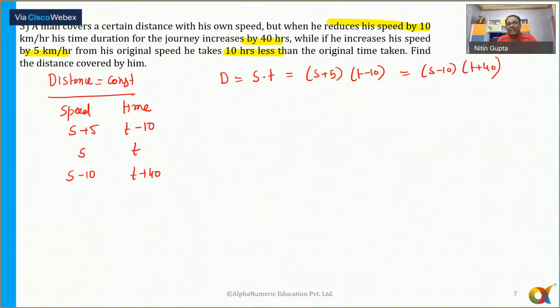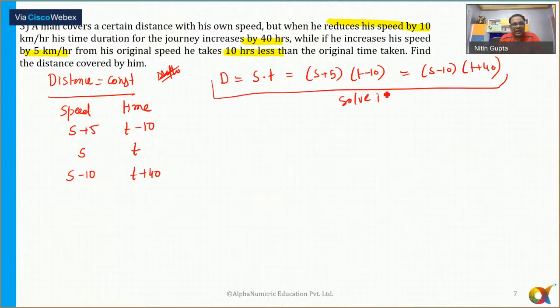If I need to solve these equations, how can I solve them? I'll discuss how to solve it after probably 3-4 minutes. Let's first discuss just the approach I've discussed right now. So I'll go for method 1.